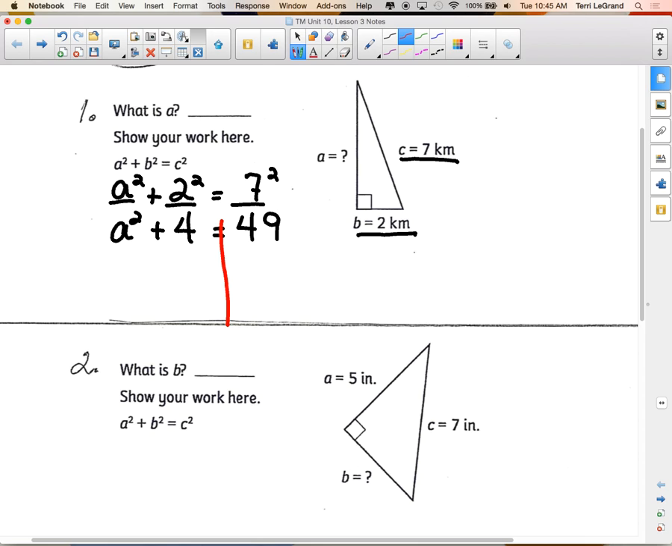Yeah, we need that plus 4 out of there, so we're going to zero pair it out with a negative 4. And we have A squared left over there, because these guys take care of each other. They zero out. And what do we have now? 45.